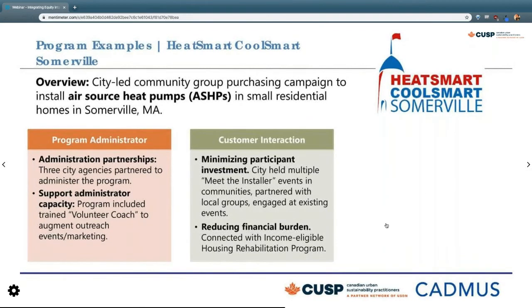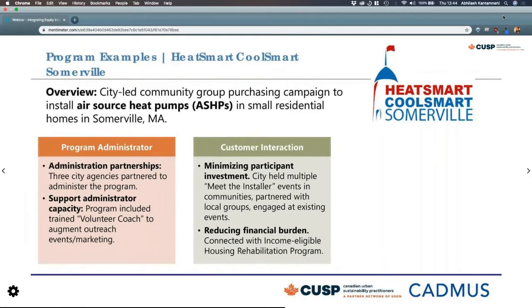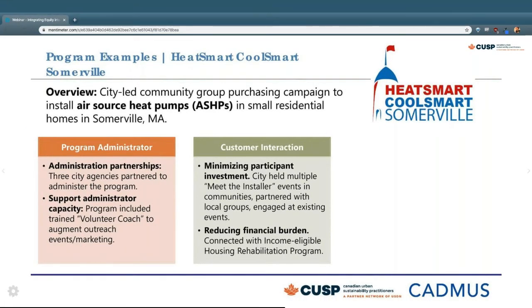On the next slide, covering the customer interaction piece, the program is designed to help community members and customers access the resources of the program really seamlessly and as readily as possible. So there were multiple ways they do this. One was Meet the Installer events, which were in community groups, so at local churches or event centers or other places that were really accessible to community members so that they could easily show up to learn more about what an air source heat pump is, how it could provide value to their home and reduce their operational costs for heating and cooling. And also these outreach events had coordination with local community groups.